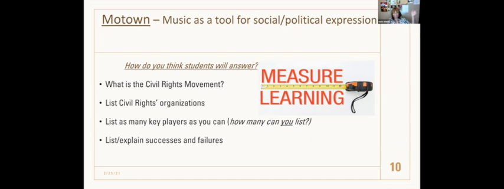Now, how many civil rights key players can you list? And then list and explain the successes and failures of the civil rights movement. So how would your students answer it? How would you answer it? How many key players can you list? How many organizations can you list? Unmute yourself or put it in the chat.